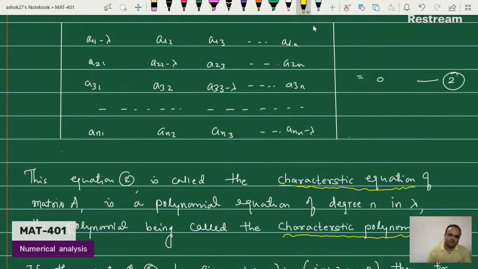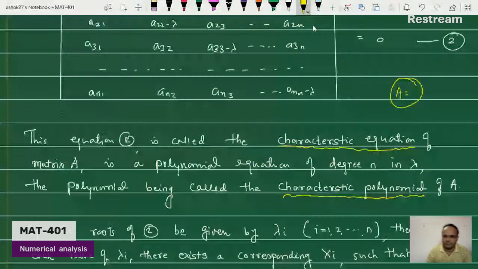If you simplify this determinant, all these values a11, a12, a13 up to a1n, likewise an1 up to ann, are known from matrix A, because matrix A is given. So the only unknowns are the values of lambda, which we have to find. If you simplify this determinant, you'll get a polynomial of degree n in lambda. The polynomial is called the characteristic polynomial of A, and this equation, equation number 2, is called the characteristic equation.